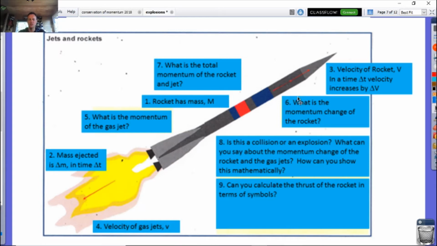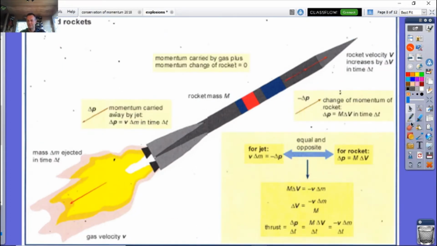So the questions I want you to think about is, the rocket has a mass large m. That's what I missed off here. What's the momentum of the gas jet? What's going to be the total momentum of the rocket and the jet? Is this a collision or explosion? What can you say about the momentum change of the rocket and the gas jets? How can you show this mathematically? And can you calculate the thrust of the rocket in terms of symbols? And then finally, number 6, what is the momentum change of the rocket? So freeze the video, jot down some answers, start the video again, and I'll give them to you. So here they are.